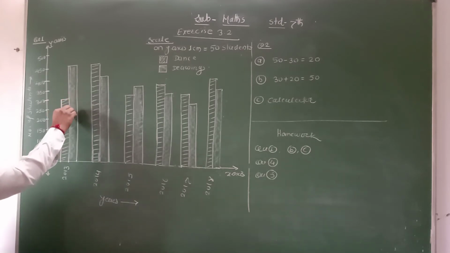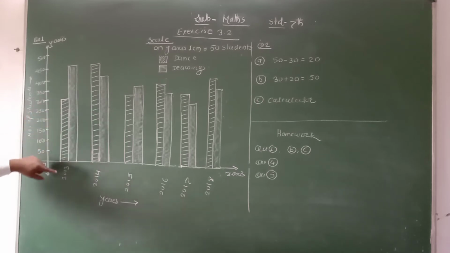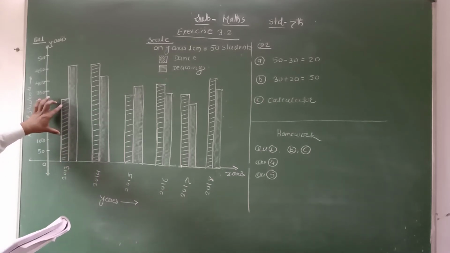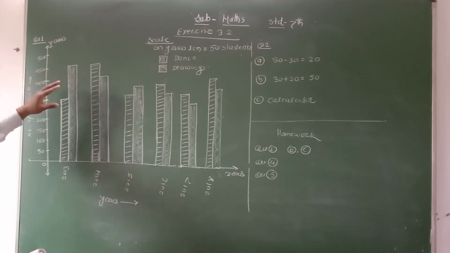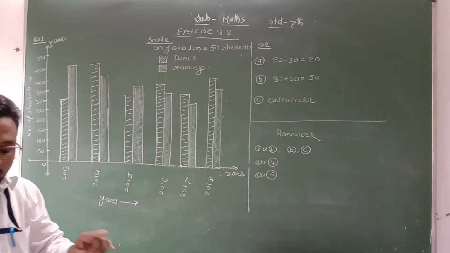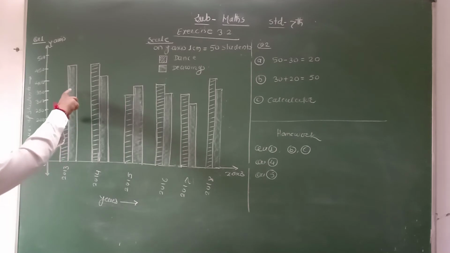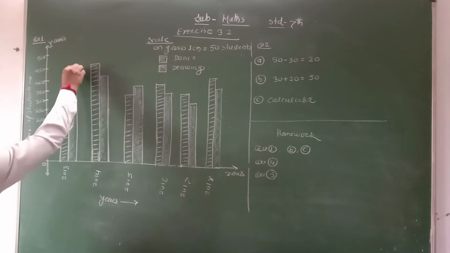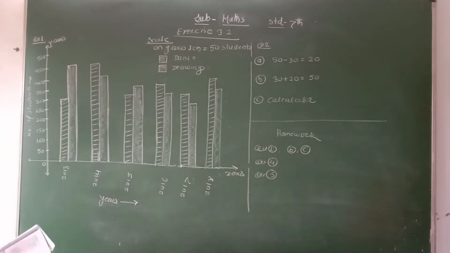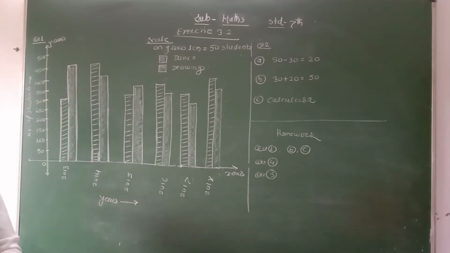And what is the height of this bar? The number of students for the dance in 2013 is 300. Therefore the height of this bar is up to 300. Then next, for the same year, drawing it is 450. Therefore you have to draw another bar, which is joined to the previous one, and the height of the bar is 450. Clear? In this way you have to construct the joint bar for 2013.